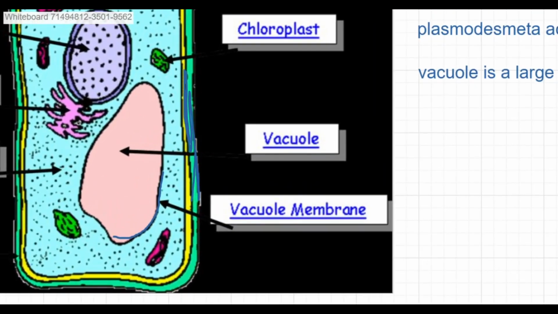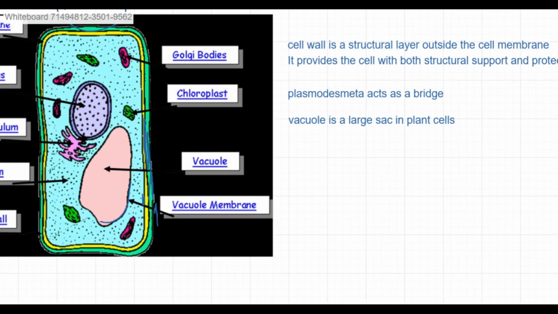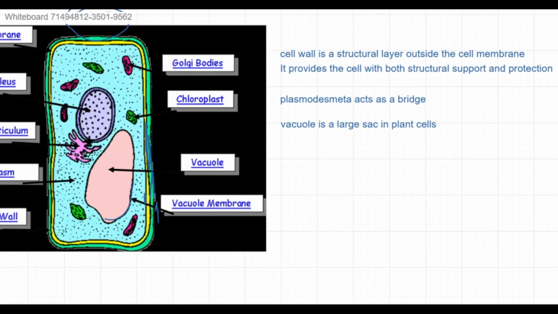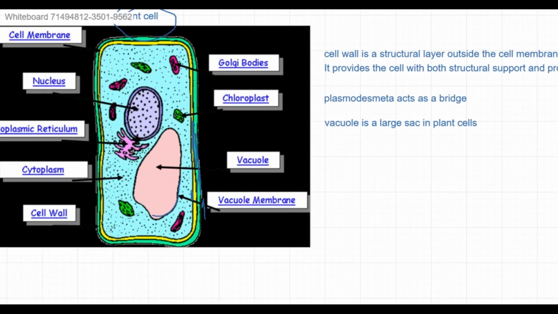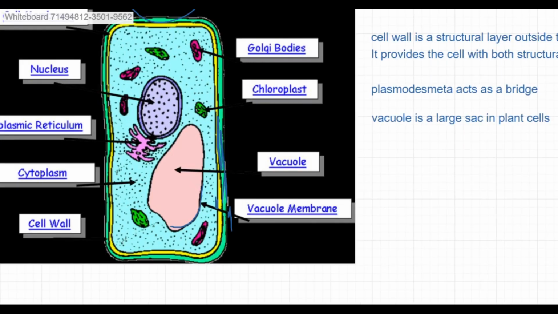So it's not inside the cell membrane, it's outside the cell membrane, and it provides two things for the plant cell. It provides protection from outside the cell, and the second thing that it provides is support for the cell and protects the cell from collapsing, and it gives the shape the plant cell needs.